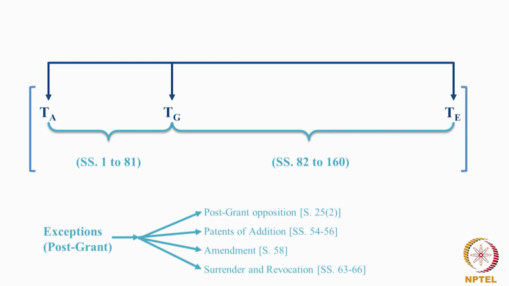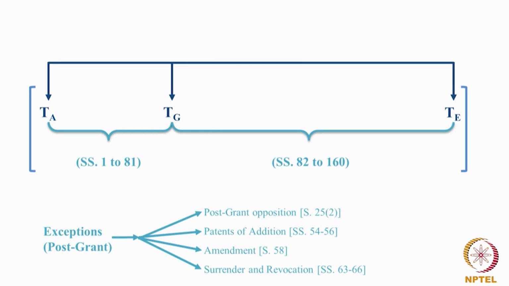So this timeline, the timeline between TA and TE, the time of application of a patent to the time of expiry of a patent, can be used to understand the entire syllabus of the Patents Act. So you have broadly sections 1 to 81 covering the events up to the grant, what we refer to as TG, the time for grant, and soon after the grant you have sections 82 to 160 which cover the events that happen after the grant.